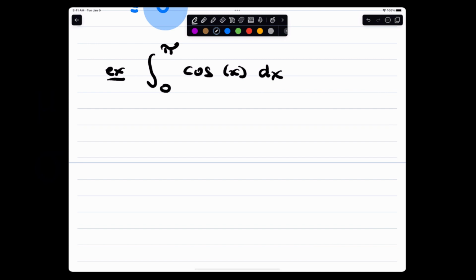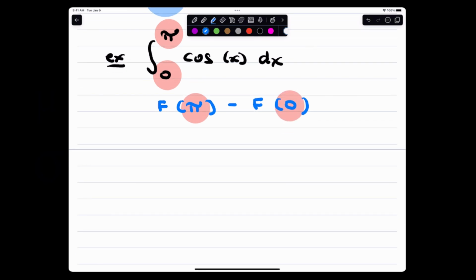Let's find out what this is. It's going to be the antiderivative of the function evaluated at pi minus the antiderivative evaluated at 0. Here are your what? Limits. Do you guys know what the antiderivative of cosine is? So this is going to be what here? We can just simply write, we can forget about the c. Sine pi minus sine of what? 0.